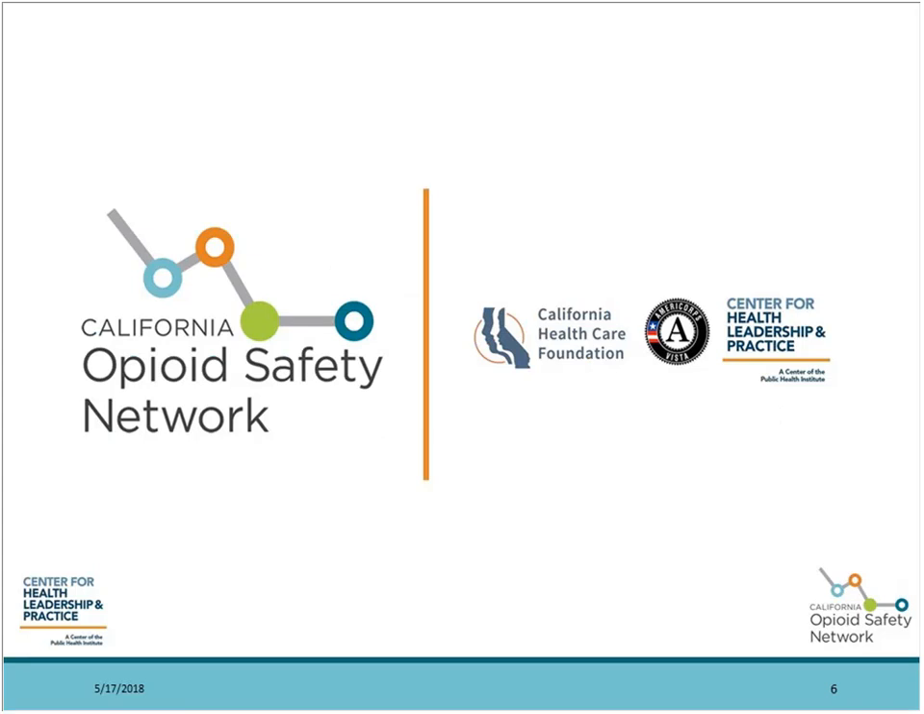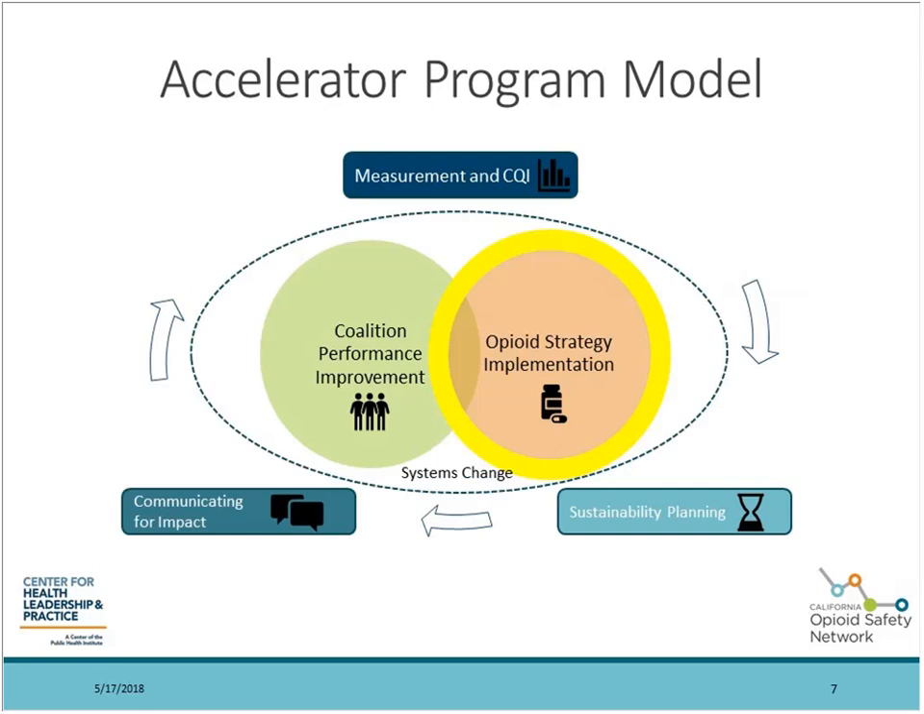For those of you who are joining one of our webinars for the first time, our team at the Center for Health Leadership and Practice at the Public Health Institute manages the California Opioid Safety Network in partnership with the California Healthcare Foundation and our partners at the AmeriCorps Vista program. Our Accelerator program focuses on supporting local coalitions across these 5 key areas. And today we're focusing on the opioid safety strategy piece, which is highlighted in yellow.